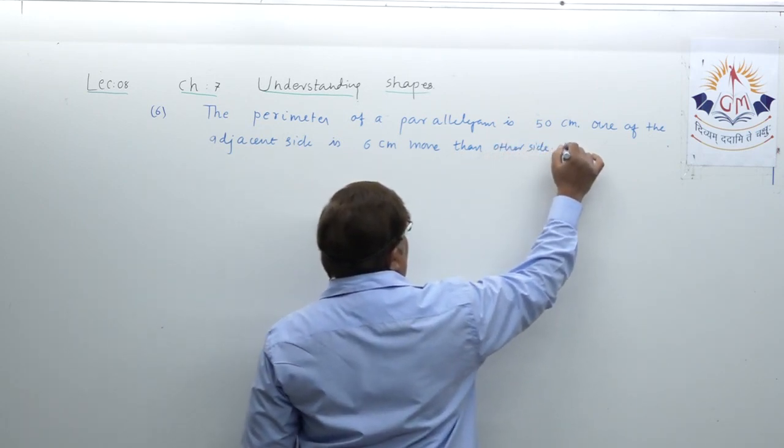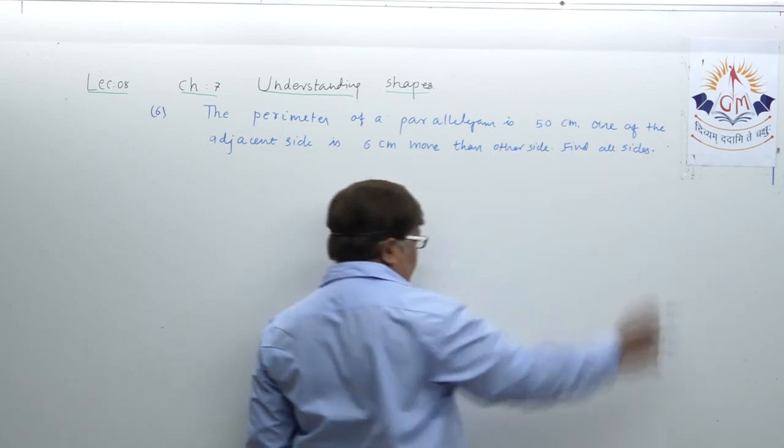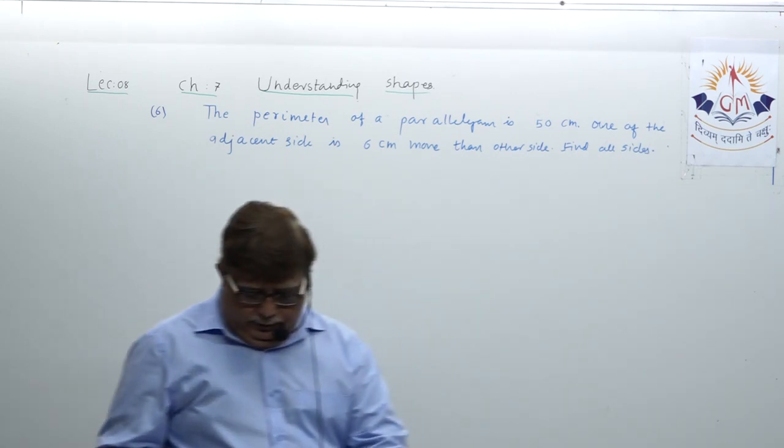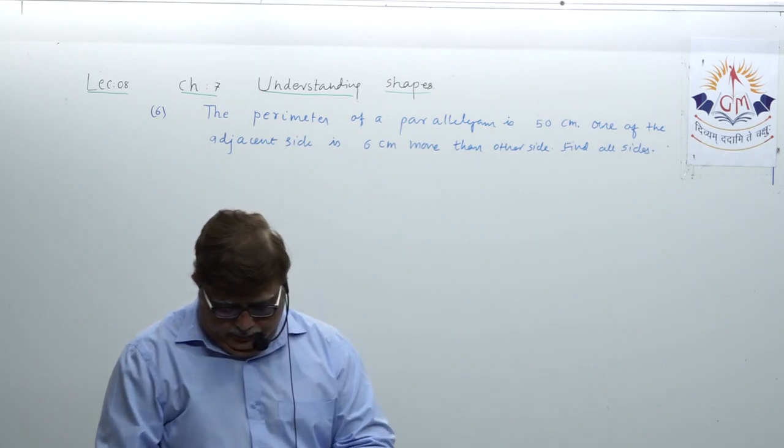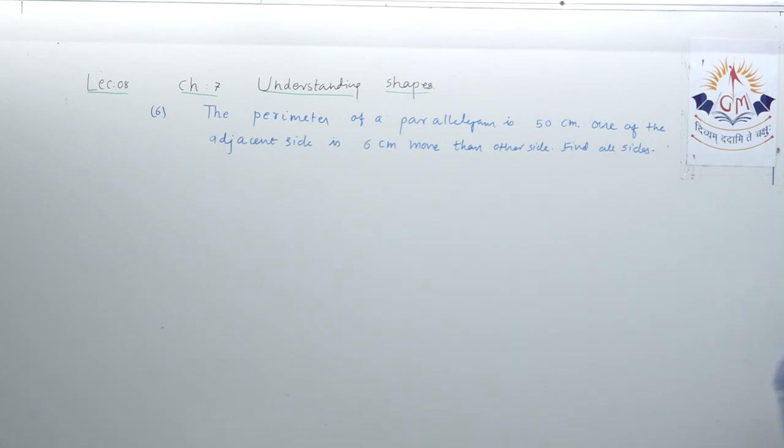Okay, find all sides. First, dear student, gather the concept in your mind, please. Just read the sum, gather the concept which has been explained in the sum, what they want to convey to you. First you need to understand. Then we'll solve it definitely for you. But first you need to understand what is said in this.